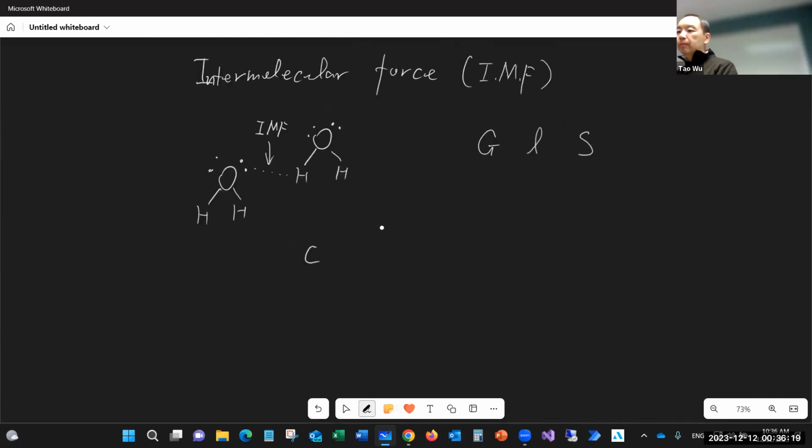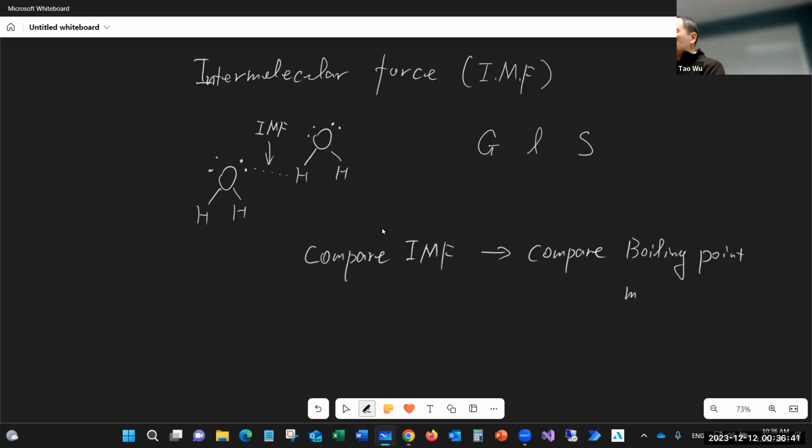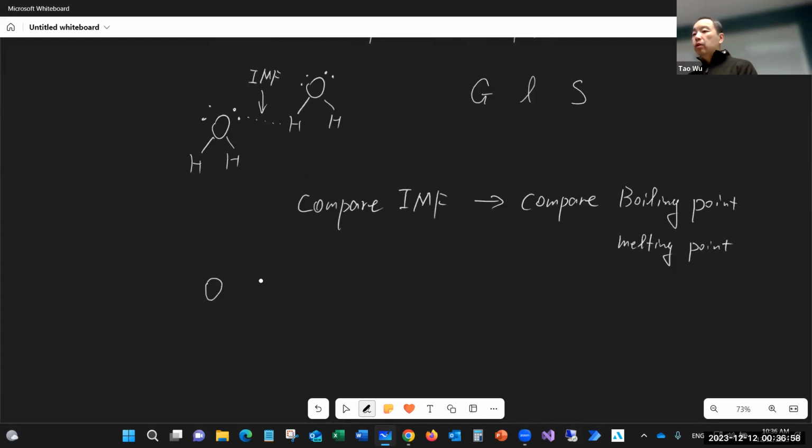So if you're comparing the intermolecular force, in general, you're going to compare their boiling point and melting point. So now you can think about, okay, oxygen and water, which one has a higher boiling point?